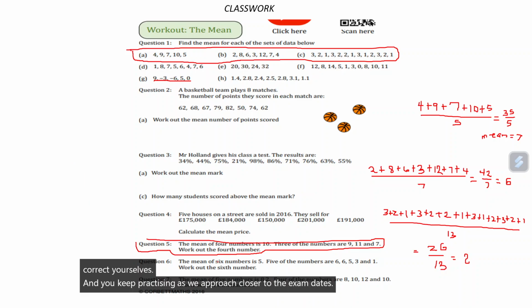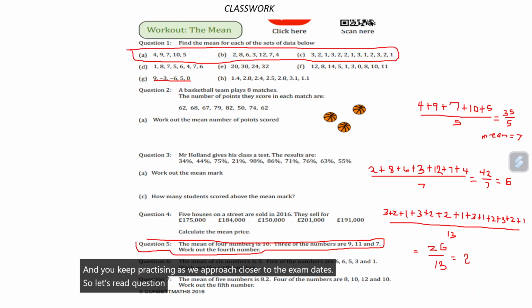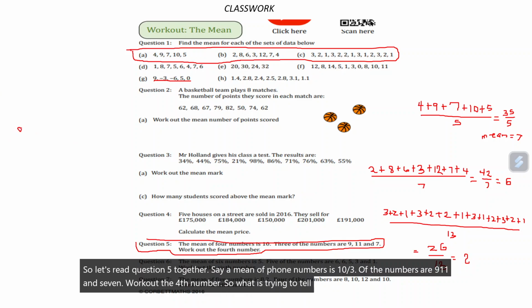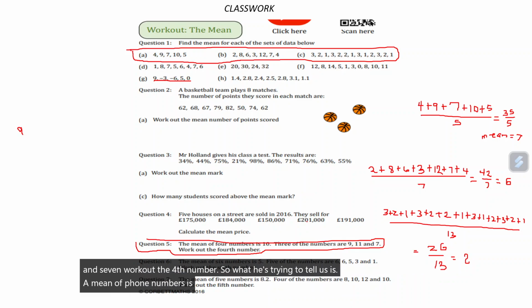So let's read question 5 together. Say a mean of four numbers is 10. Three of the numbers are 9, 11, and 7. Work out the fourth number. So what it's trying to tell us is a mean of four numbers is 10, but we know three numbers.